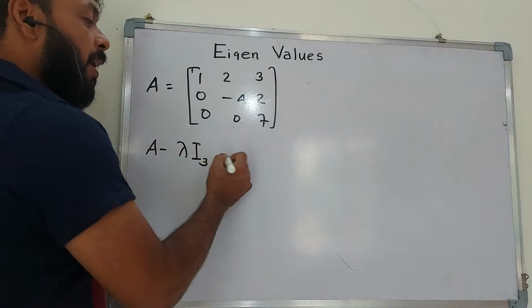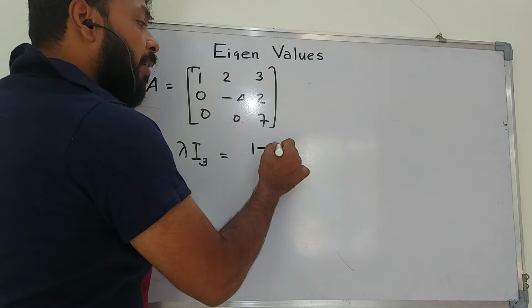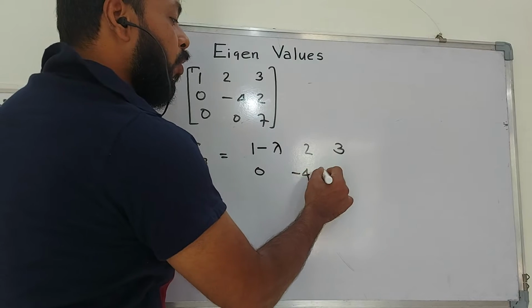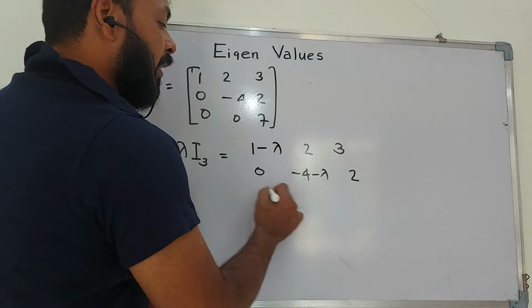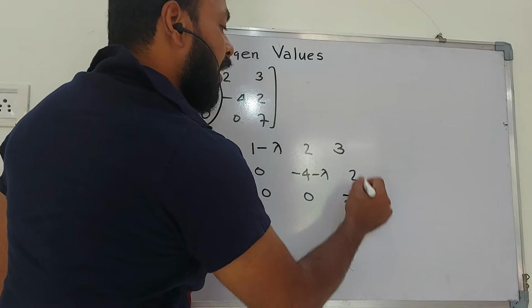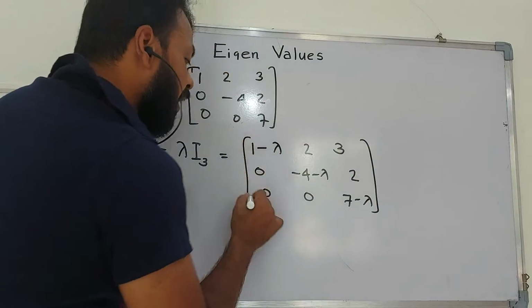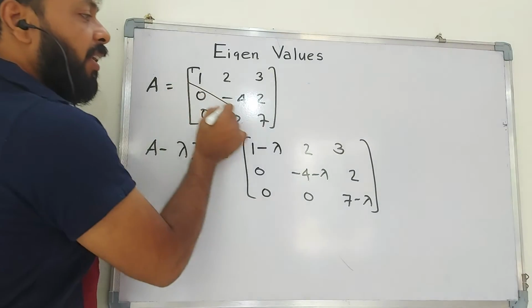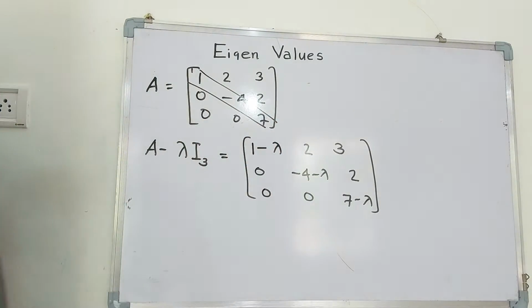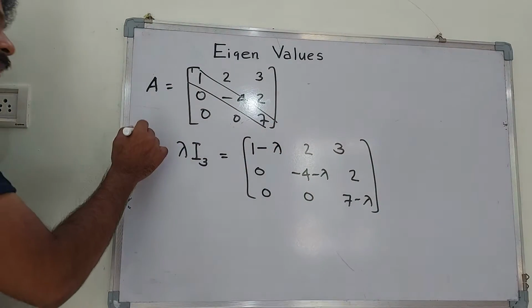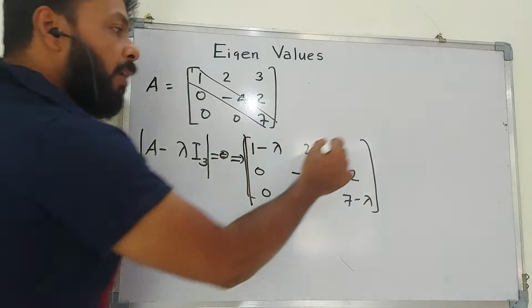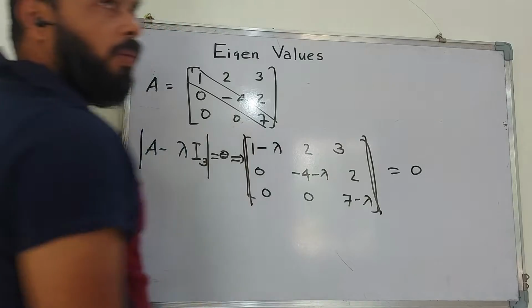It is obtained by subtracting lambda from the main diagonal elements. 0, minus 4 minus lambda, 2, 0, 0, 7 minus lambda. Okay. This is the characteristic matrix which is obtained from A by subtracting lambda from all the main diagonal elements. Take the determinant equal to 0. This means the determinant of this matrix is 0.